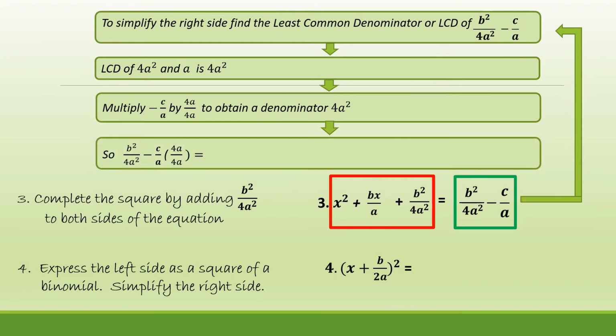So b squared over 4a squared minus c over a times 4a over 4a is equal to b squared over 4a squared minus 4ac over 4a squared. So it would become b squared minus 4ac all over 4a squared, since they have the same denominator. So right here, on the right side, b squared minus 4ac all over 4a squared.